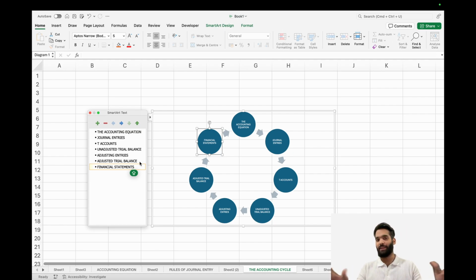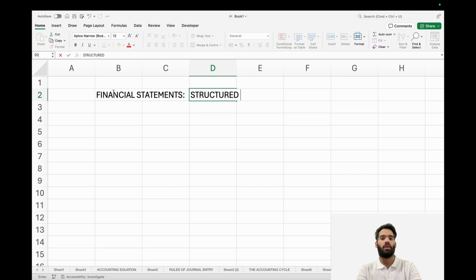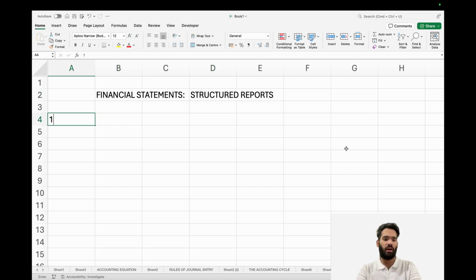So for example, to give you more overview of what these are, let me just write some things down so we at least get started in a very good way. Okay, so financial statements, if I had to define these, I would say these are structured reports. Okay, so which financial statements are there?